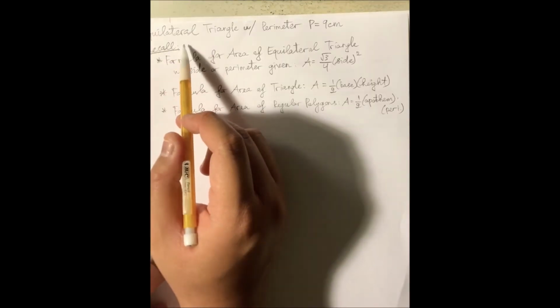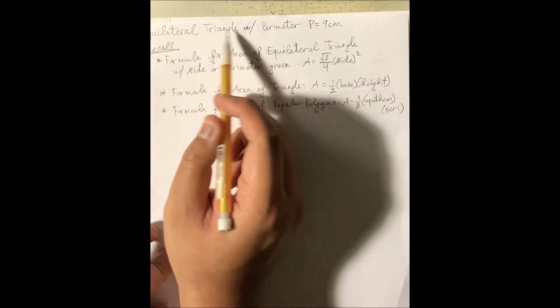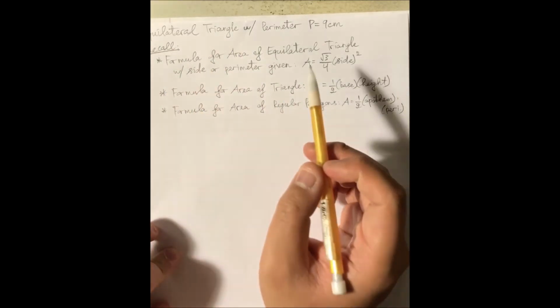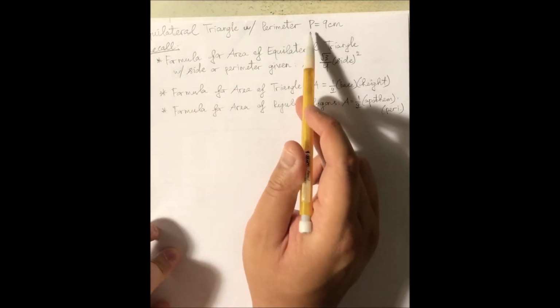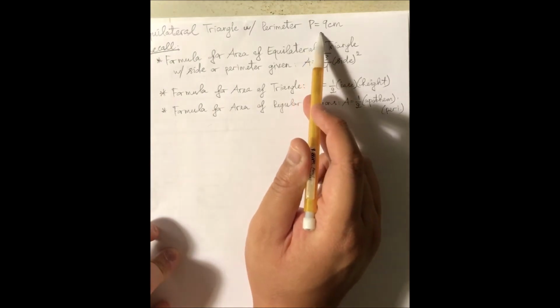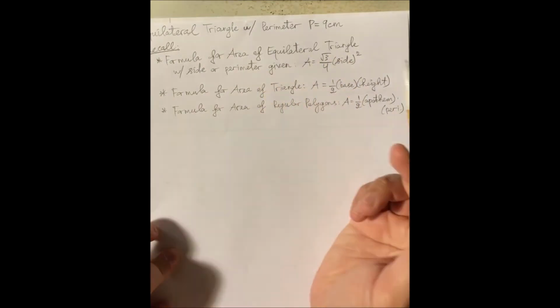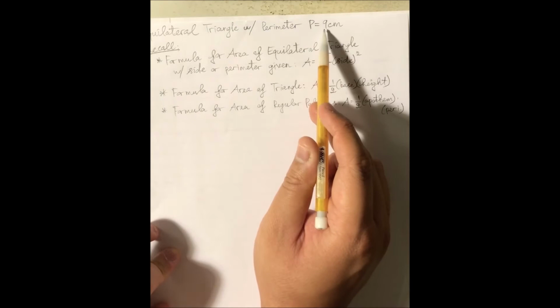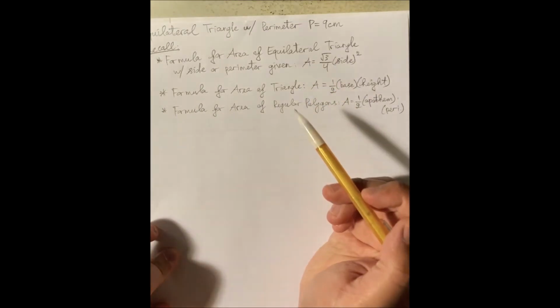This formula is applied to all triangles. And lastly, we had a formula for the area of a regular polygon, which is 1/2 multiplied by the apothem and multiplied by the perimeter, which is P, as I wrote here. So remember that equilateral means all sides are equal. We can find the value of the side by using the given perimeter and dividing it by 3, because the triangle has 3 sides.